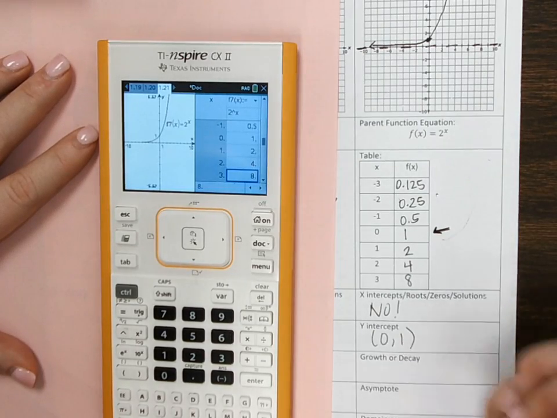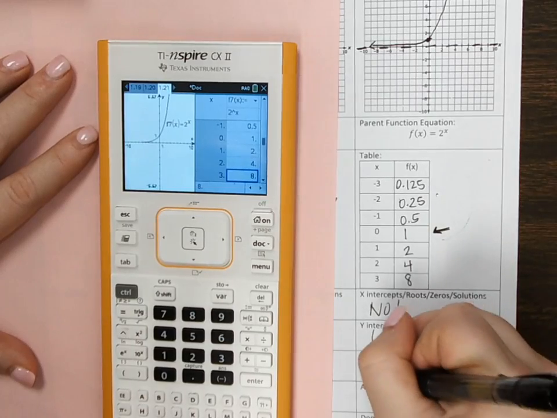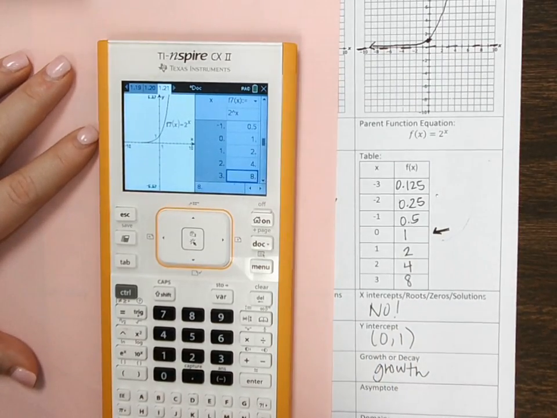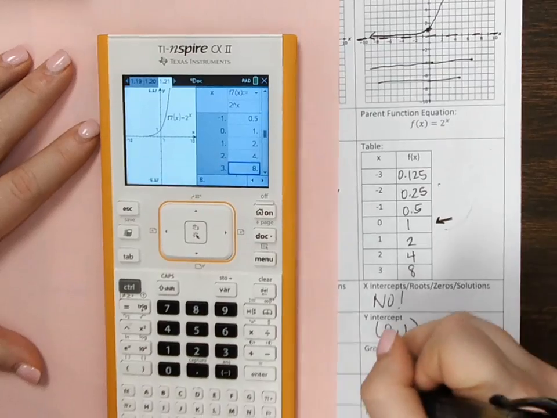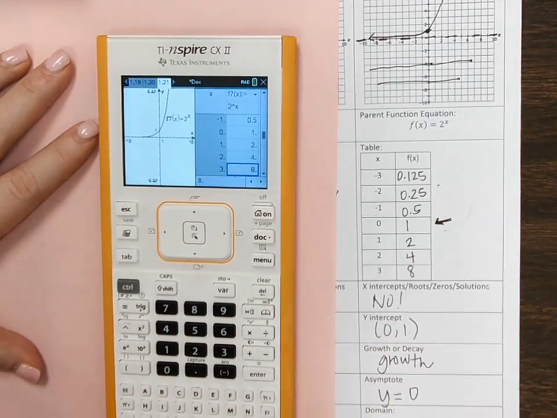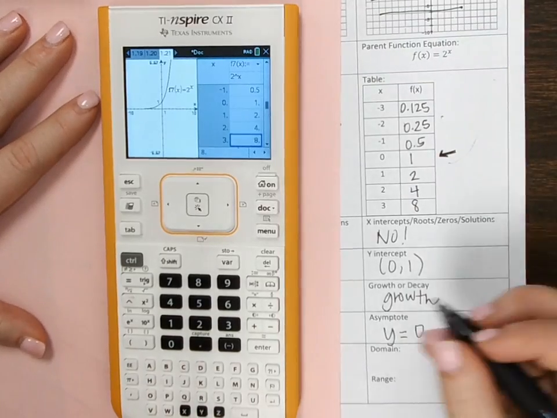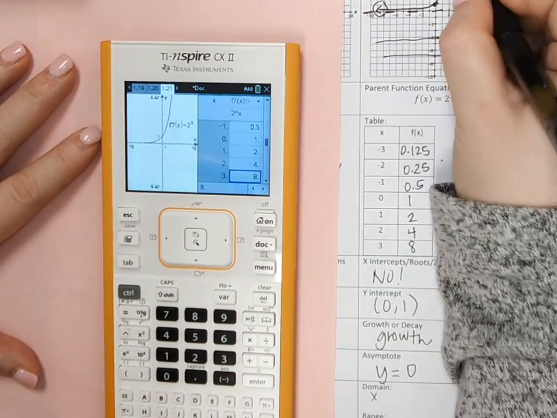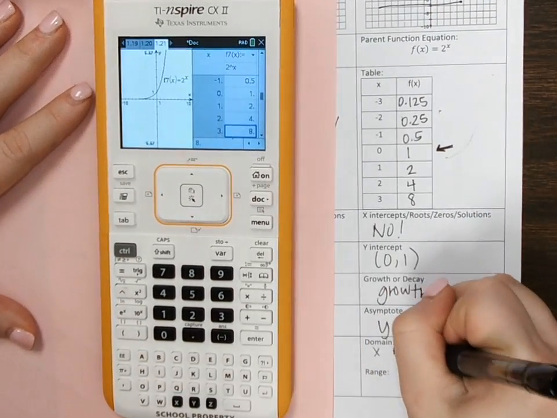All right, reading this graph from left to right, this is going to be a growth because it increases. Your asymptote is, remember, since it's going this way, going to be a y equals, so we're going to say y equals 0. All right, and the very, very last part here, you're almost done. So your domain is your set of all x values. There's nothing stopping it on the left or the right. So we're going to call that all real numbers.